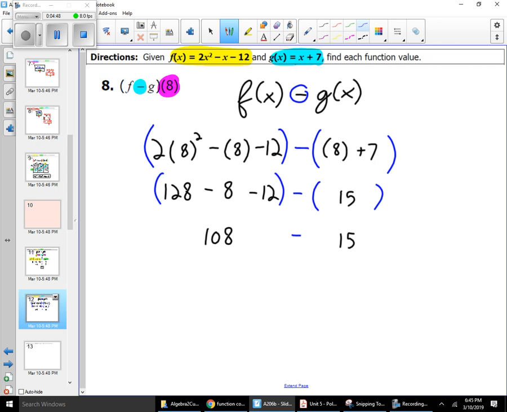108 minus 15 is -3. Keep in mind that if you're using a calculator to try to do a lot of this work for you, some calculators, you could put this entire first expression in. Make sure you remember the parentheses if you do that.